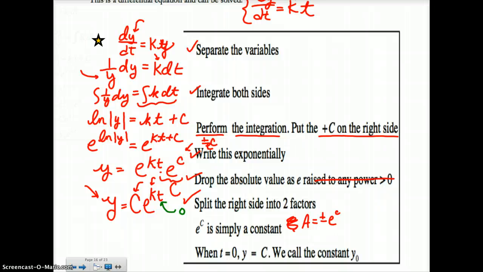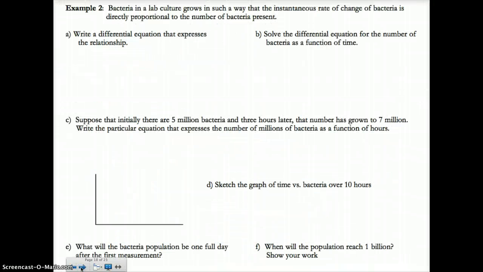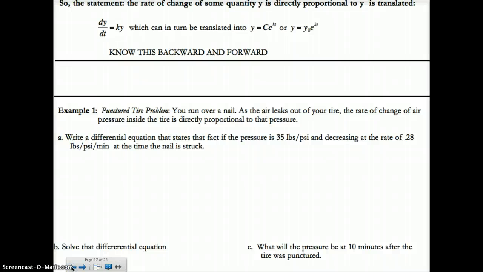So what we've got going here basically is y is equal to, and a lot of times they'll call this constant the y value at time 0, e to the kt. All right? So this is your exponential growth model that we're going to be using when the rates of change are proportional. So let's go to the next page. Oops, I went too far here. Let's go to the next page here.